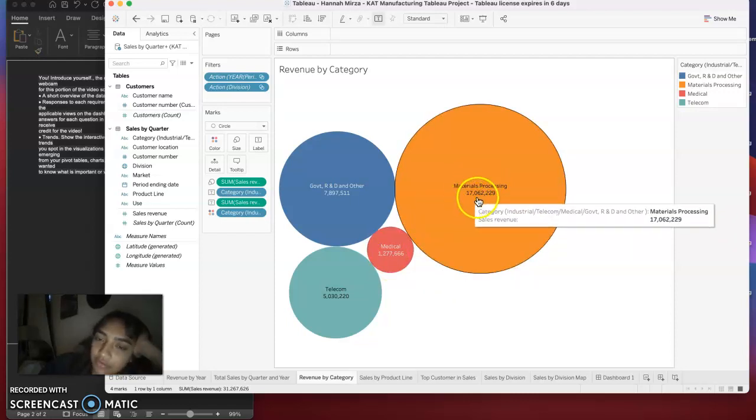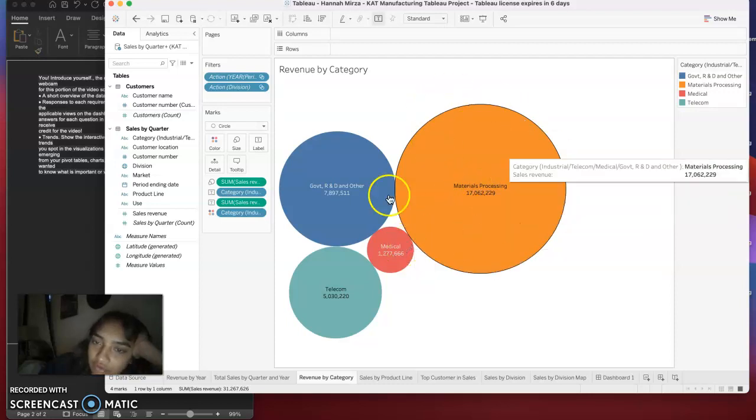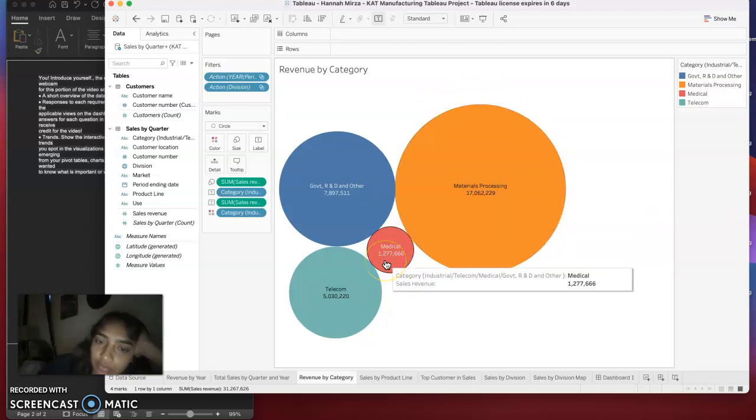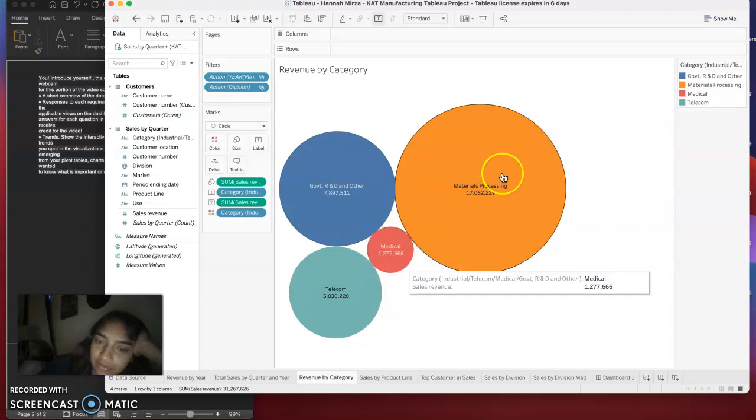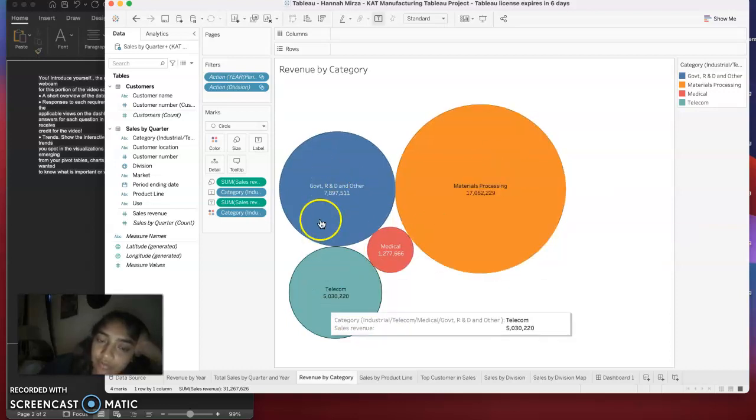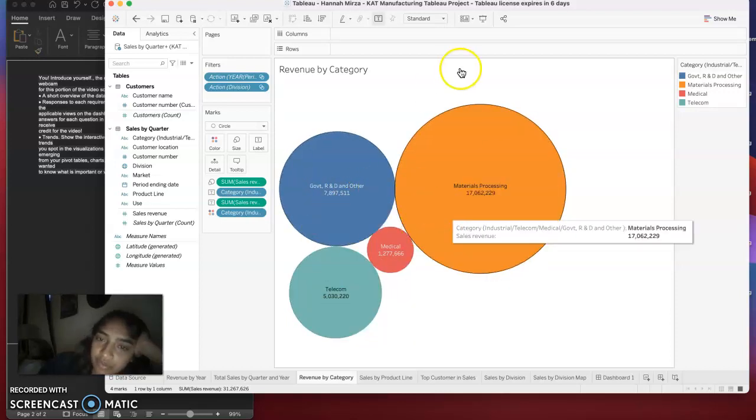So as you can see, materials processing was 17 million, and the circle is really big, while medical is 1.2 million, and it's clearly significantly smaller, and then the two in between. So this is really cool for a company.